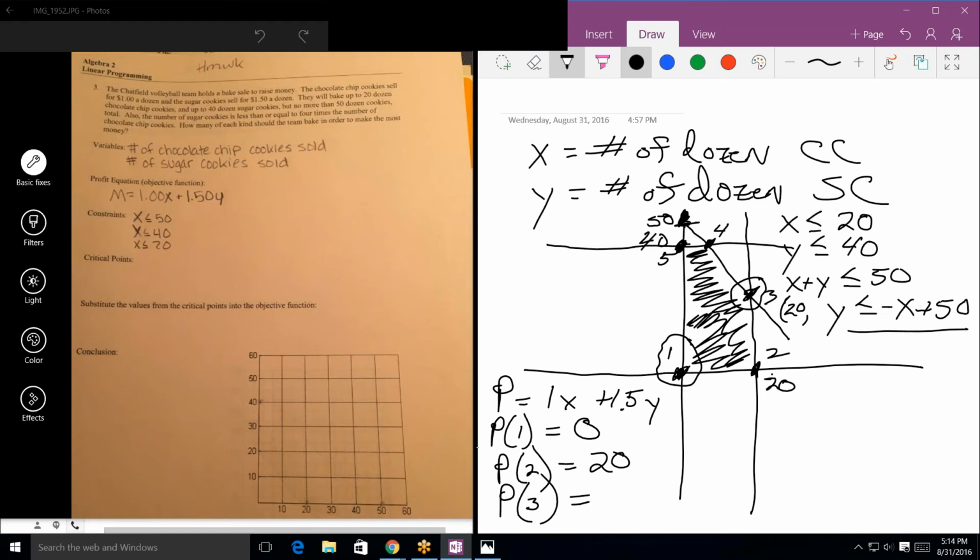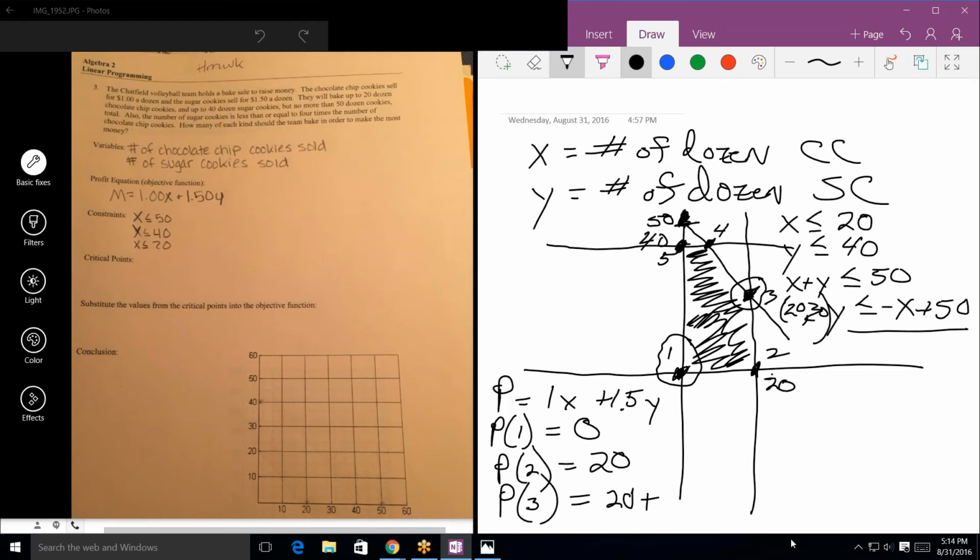it has to satisfy this inequality. So if I plug in 20 for x, you would get y of 30. So the coordinates are 20, 30. In other words, that point right there would have me making 20 dozen chocolate chip and 30 dozen sugar cookies. Now, what kind of profit does that make? Well, $20 from the chocolate chip. How much from the sugar cookies?